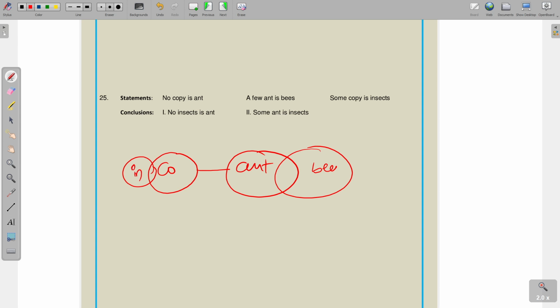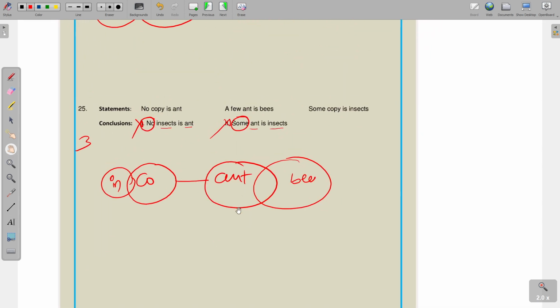Next, see the first conclusion. No insects is ant. So insect here and ant here, no definite relation between both. The first one does not follow. And next, some ant is insect. So ant here and also insect here. This also does not follow. So here, no insect is ant, some ant is insects. See, the relation is no and some, so either conclusion 1 or 2 follows. These two are complementary pairs, so either 1 or 2 follows.